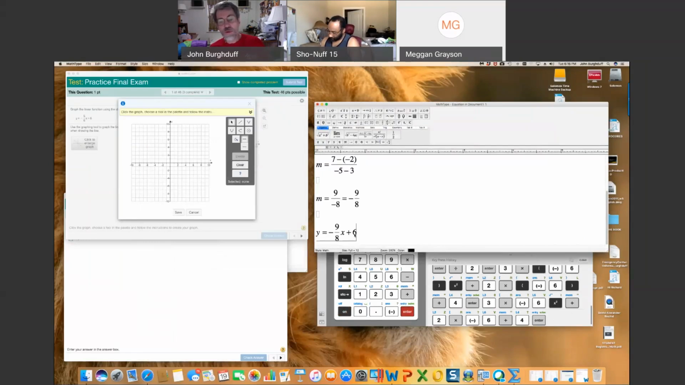The second number, the b, the number by itself, is the y-intercept. So you click the line tool, and you start with the y-intercept at 6, and you click that point right there. Negative 9 eighths is rise over run, and you always think of the negative as being in the numerator. That's the easiest way. So negative 9 means you go down 9. From that point, you count down 1, 2, 3, 4, 5, 6, 7, 8, 9. Nine down, and then 8 to the right.